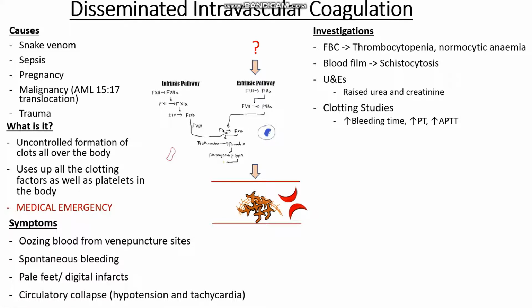And in the process of trying to break down these clots, it produces a type of protein that we can detect by doing some D-dimers. And in DIC, because we're forming so many of these clots, our D-dimers is significantly raised.